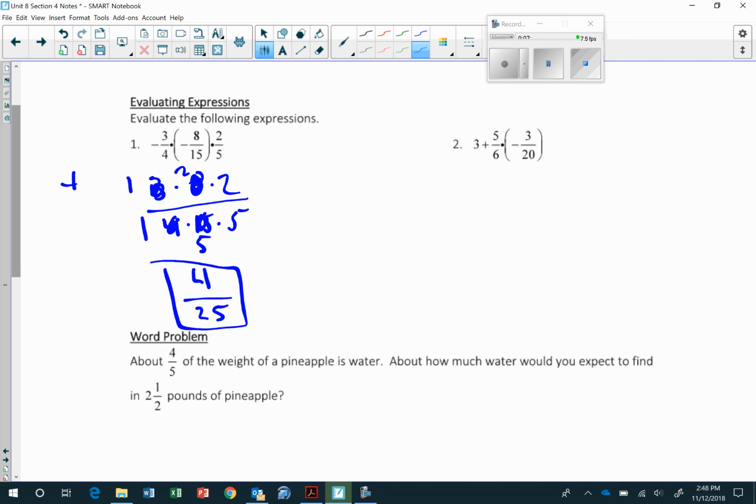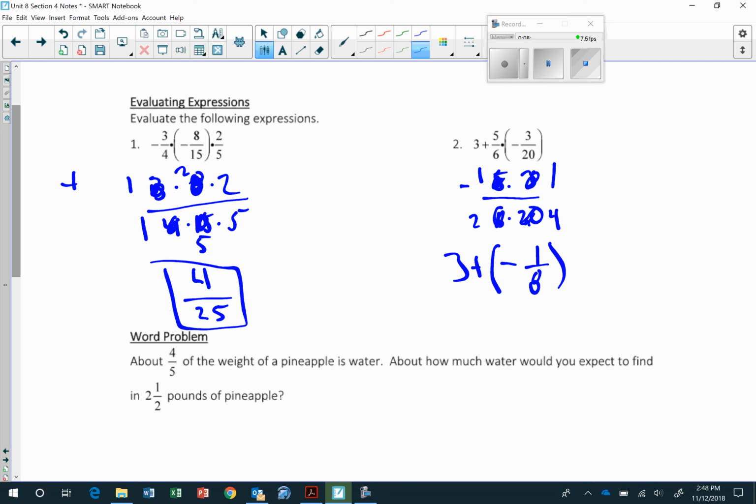For number 2, we have multiplication and addition. So we're going to have to multiply first. So 5 over 6 times negative 3 over 20 is going to give me a negative final answer. I can do 5 times 3 on the top, 6 times 20 on the bottom. 5 and 20 can both be divided by 5, so I'll have a 1 on the top and a 4 on the bottom. 3 and 6 can both be divided by 3, so 1 and 2. So that gives me negative 1 over 8. Now I still need to do 3 plus that.